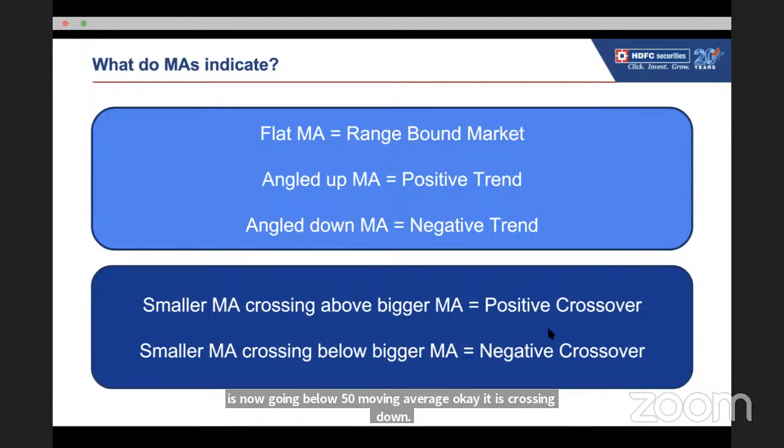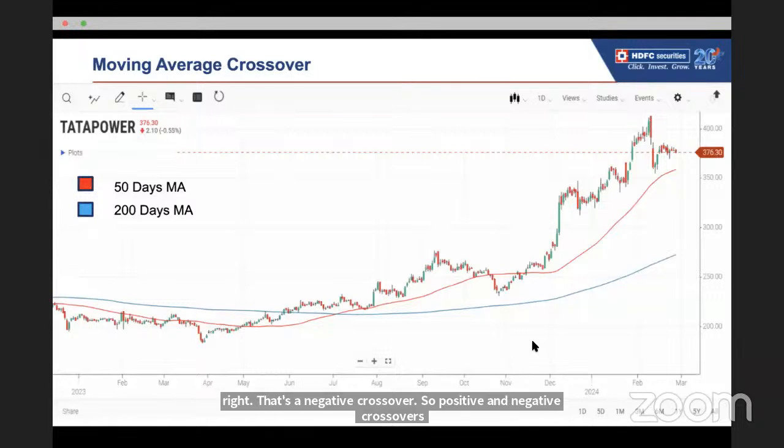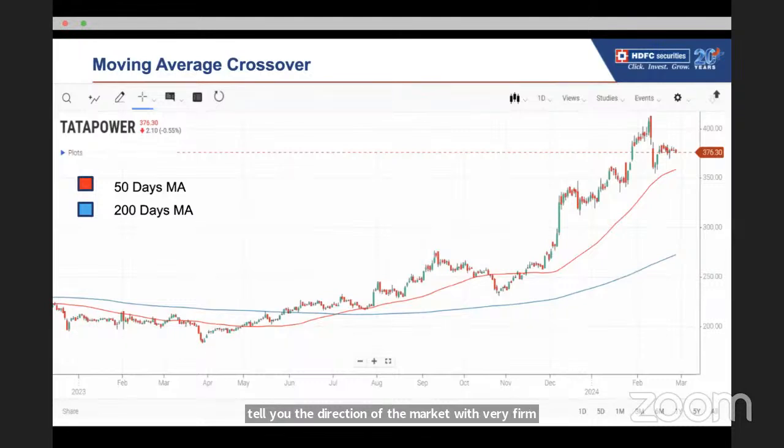So positive and negative crossovers tell you the direction of the market with very firm conviction. A single indicator, I mean a single moving average, gives you some conviction, but you get much more conviction from a crossover, because this is a double confirmation. Both the moving averages are telling you the same thing, all right, and you're getting an exact entry point because of the crossovers. So how do we trade based on the crossovers of the moving average?